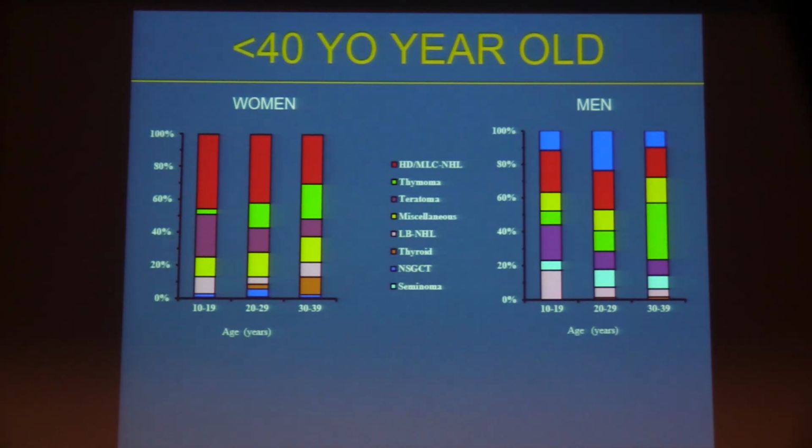First of all, thymoma is extremely rare below the age of 30, not the way to go to state that. And here, the lymphomas become much more common. So the red and the pink are all lymphomas, okay, common in both men and women. The non-seminomas germ cell tumors, you can see they get a higher percentage in the men. And thymoma gets much rarer, especially in the very younger population.